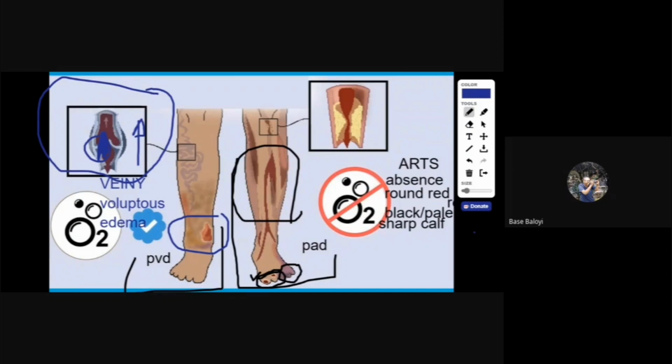The I is for irregular shaped sores, because of the edema as well, right? Their sores are going to be irregular. Remember, in peripheral artery disease, sores are round and red, right? What else? In peripheral venous disease, sores are irregular shaped, isn't it?